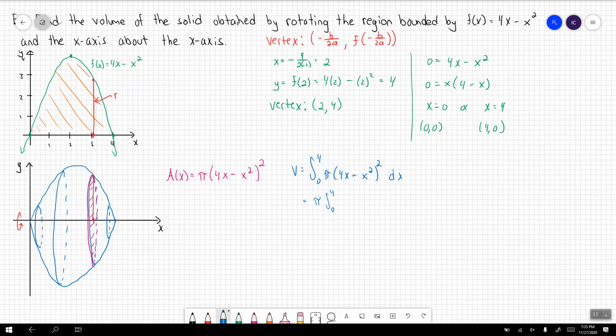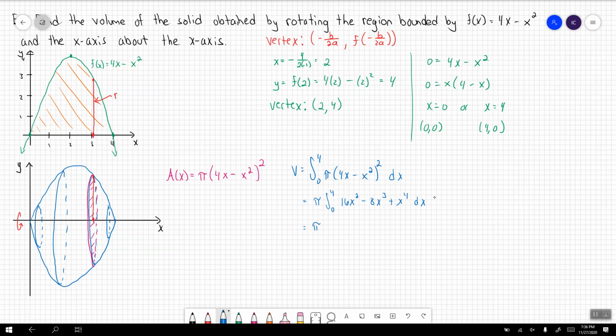I'm going to expand this binomial. Expanding this binomial, 4x squared, so that's going to be 16x squared. There's going to be a minus 2 times 4x times x squared, so that's going to be 8x cubed, plus the last term squared. So that's going to be plus x to the power of 4 with respect to dx.